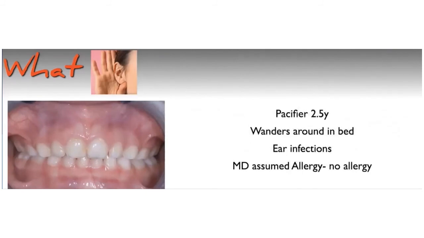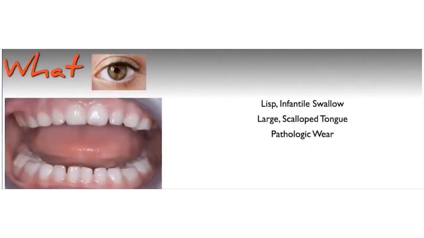She's been using a pacifier since forever, and they started trying to wean her off at 2.5. She wanders around in bed. She has ear infections, and the physician said, I think she's got allergies, but they've been tested and she has no allergies. What am I seeing?